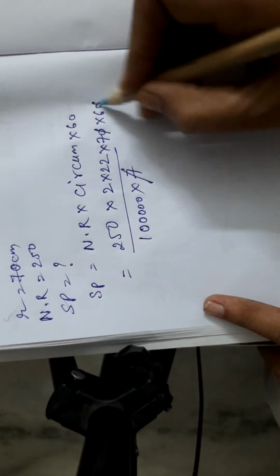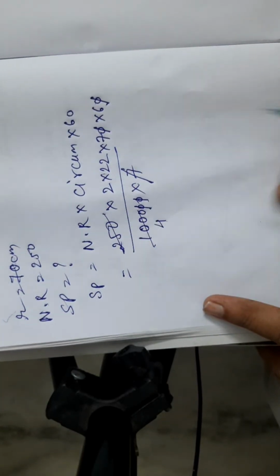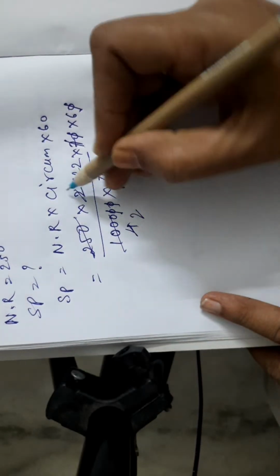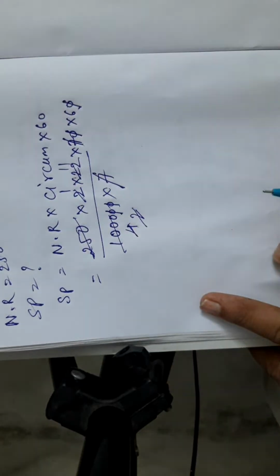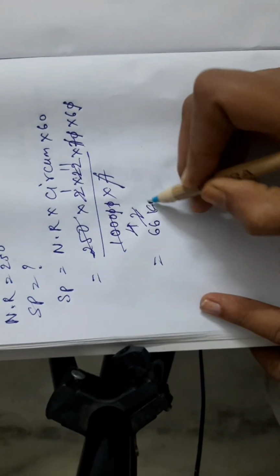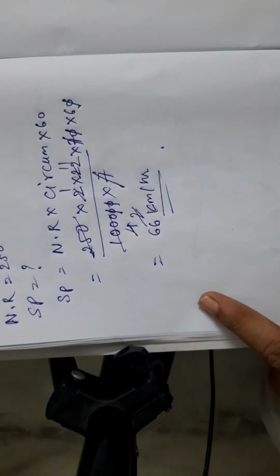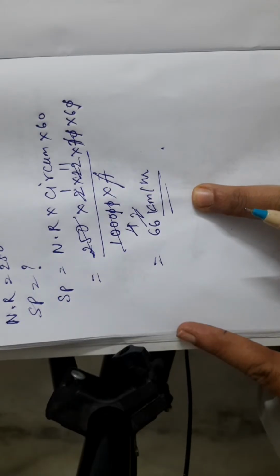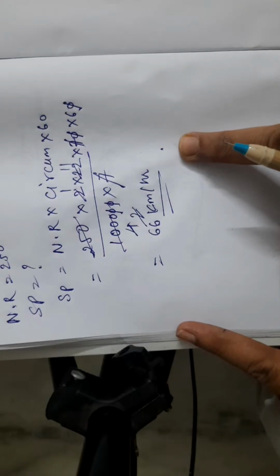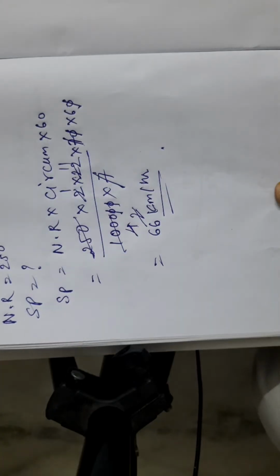7 got cancelled. Cancel out the zeros first. 250, 4s are 1000. 7 and 7 got cancelled. 2 2s are 2 11s are 22. So finally 11 multiplied by 6. 66 kilometers per hour. Very good. Correct answer. So this is the reverse of the question which we did from NCERT. There they gave the distance and the speed, and asked how many revolutions it would make to cover 11 kilometers. Now they have given the revolutions and they're asking what is the speed of the truck.